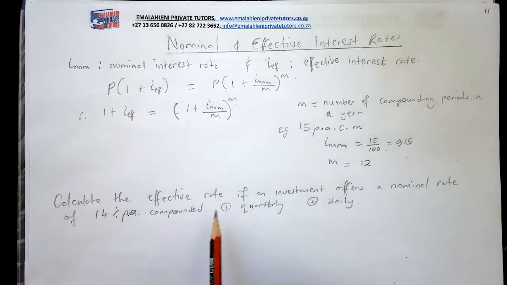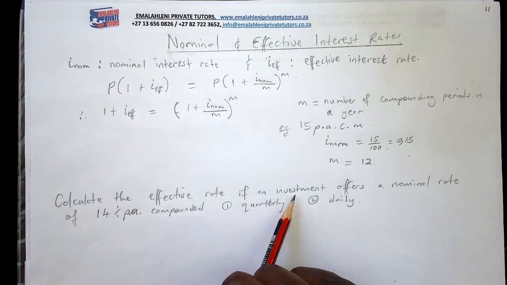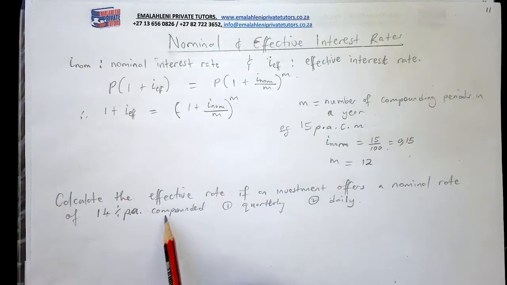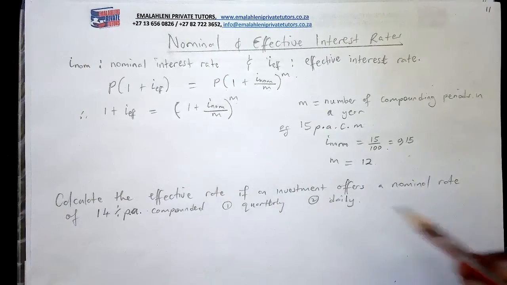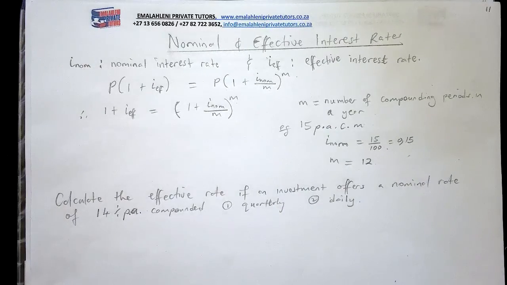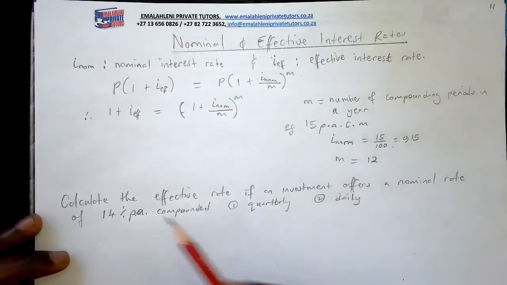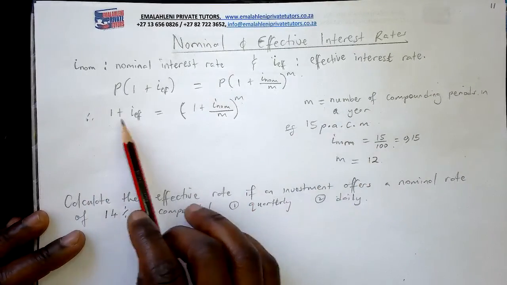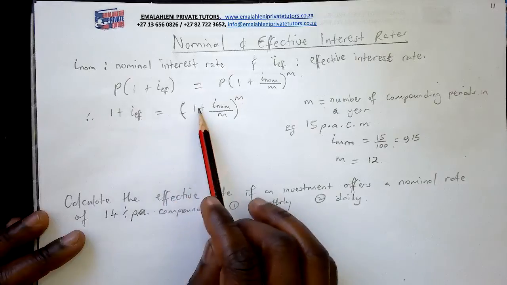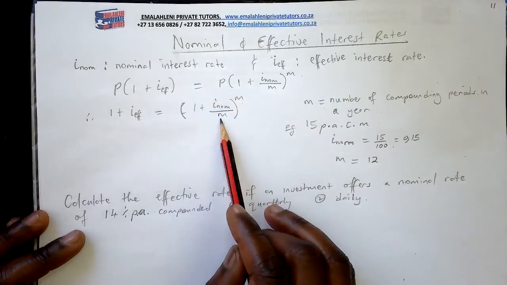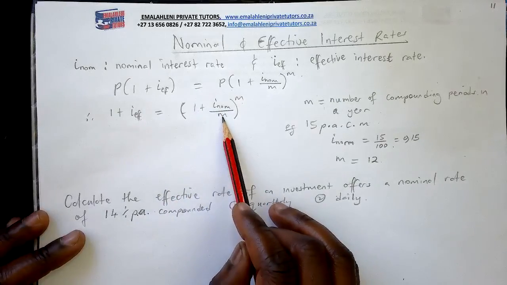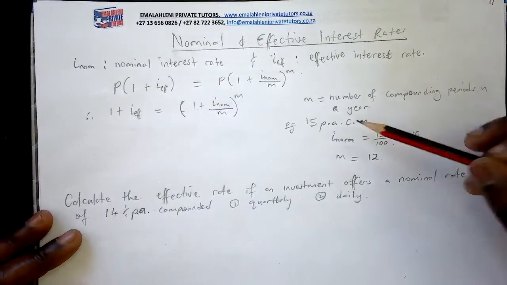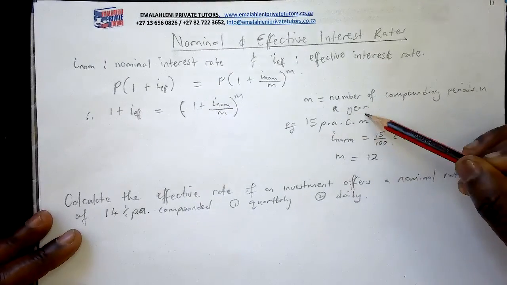Calculate the effective rate of an investment that offers a nominal rate of 14% per annum compounded, one quarterly and the other one daily. So what do we know? We know that 1 plus i effective is equal to 1 plus i nominal over M, to the power of M, which is the number of compounding periods per year. So M is the number of compounding periods in a year.